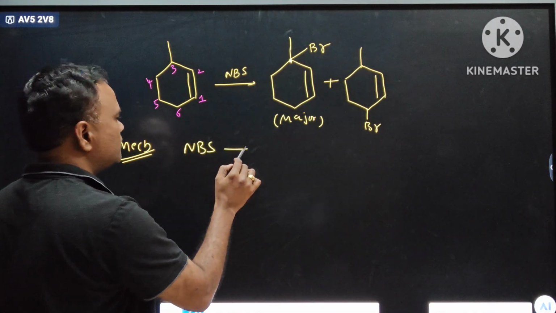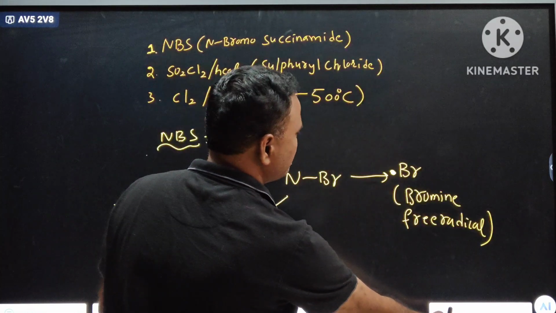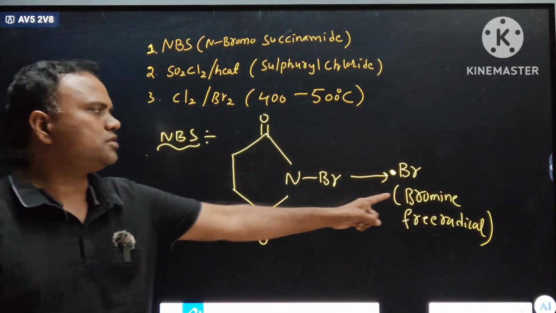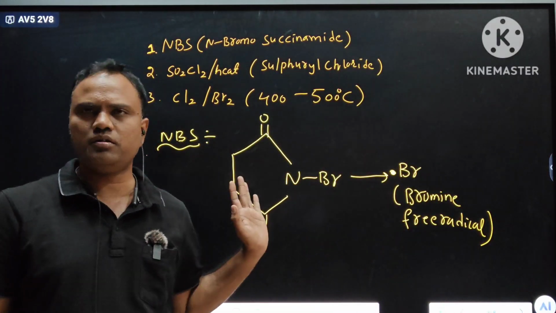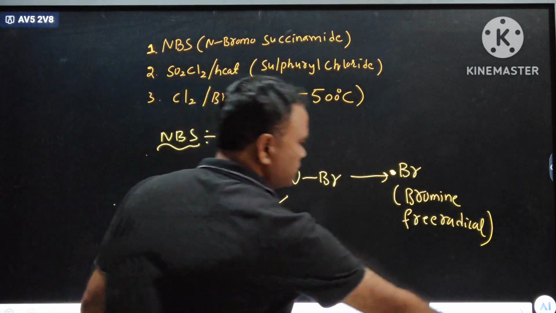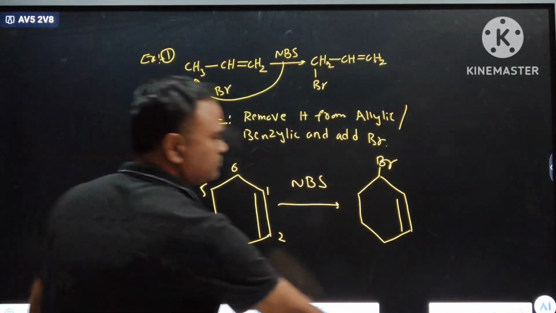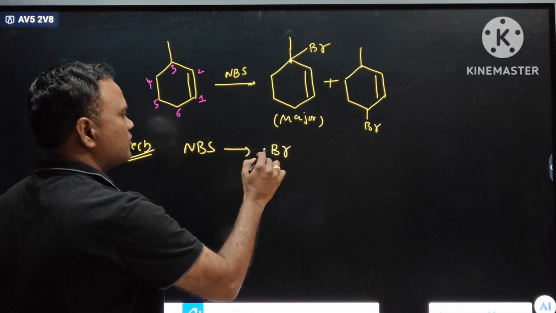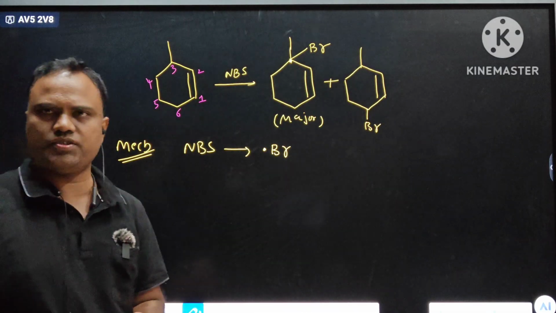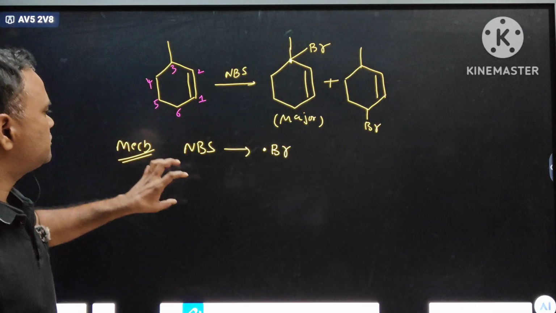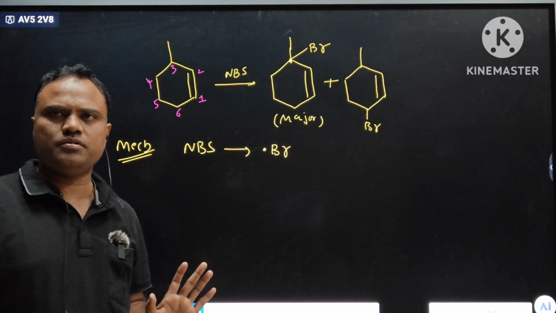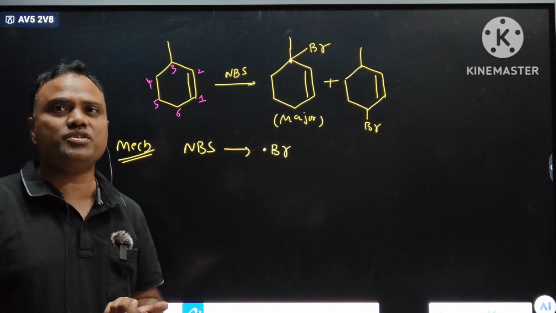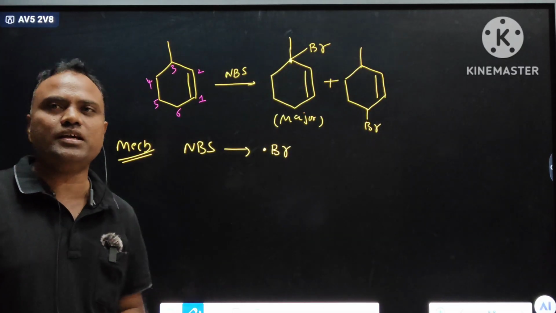What I gave to you, look at this once. NBS releases bromine free radical. Bromine radical will be released. Now I am taking the reactant and I am removing allylic hydrogen, allylic hydrogen as a radical.